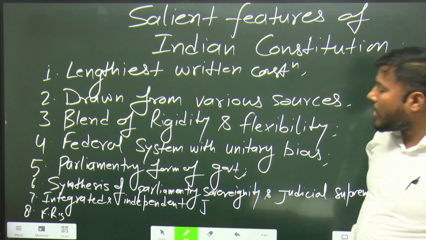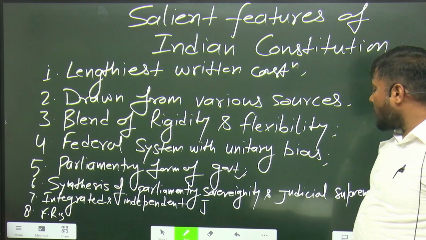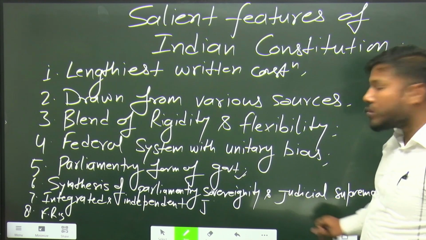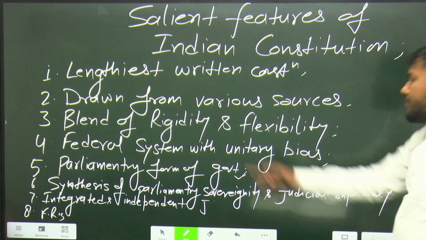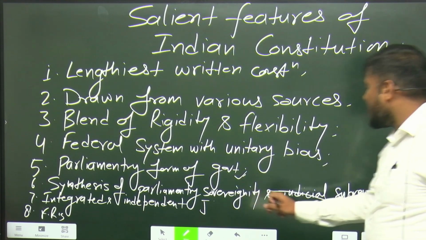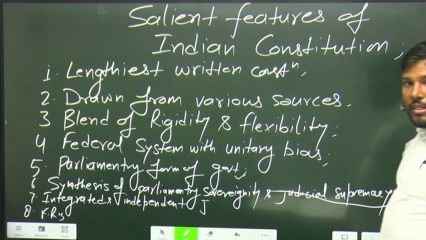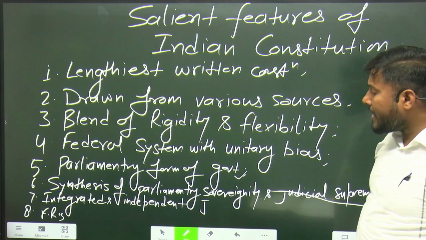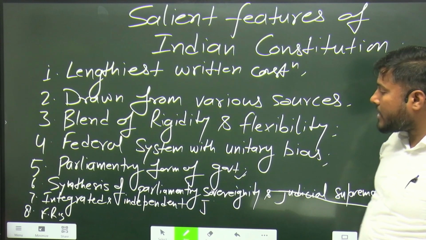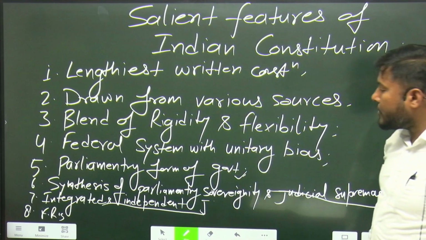Namely, the sixth one, which today we are going to do, is the synthesis of parliamentary sovereignty and judicial supremacy. You see here, I have written here for you, synthesis of parliamentary sovereignty and judicial supremacy, right? So this salient feature we are going to discuss today. The seventh one is integrated and independent judiciary. You see here, I have written here for you, integrated and independent judiciary.